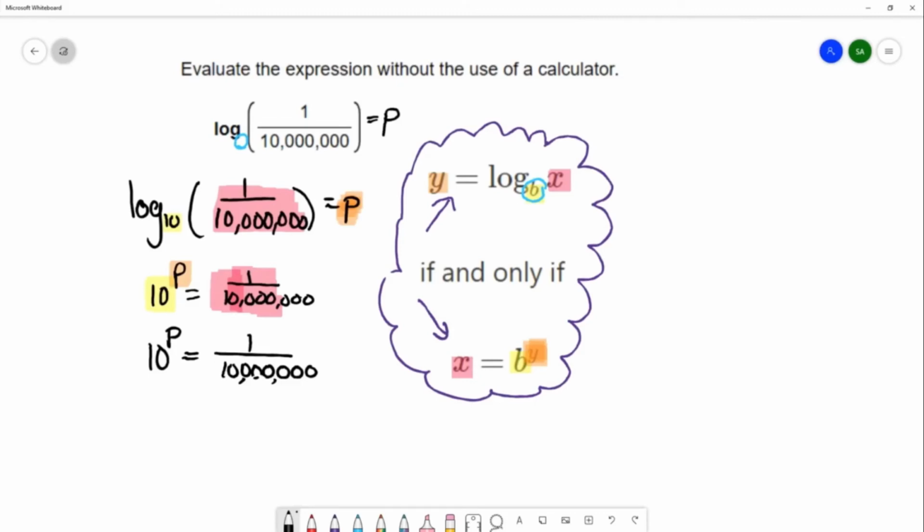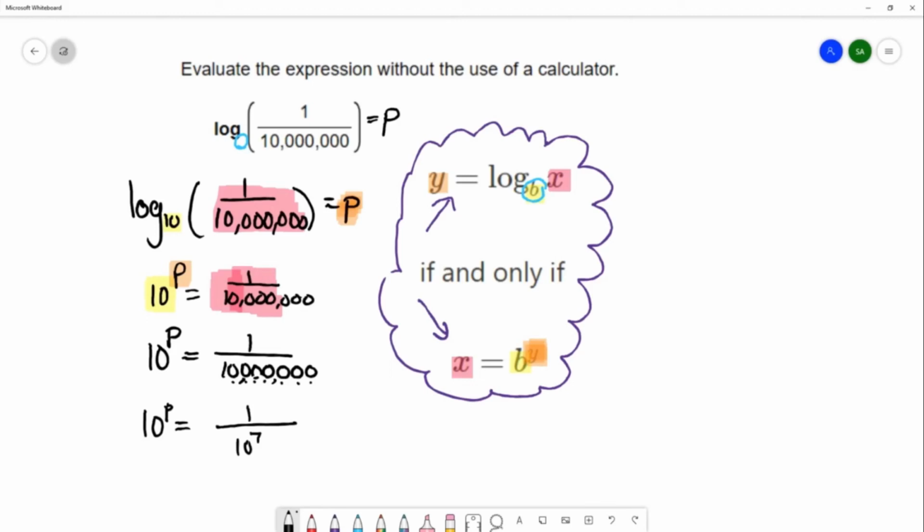And one strategy that we could use is one that we've seen before, relating the bases. If we can write these both with a base of 10, we'll be able to figure out what that exponent is. So 10 million, you can see it has all those zeros. I can write that as a power of 10. So 1, 2, 3, 4, 5, 6, 7. So that's 10 to the 7th power.